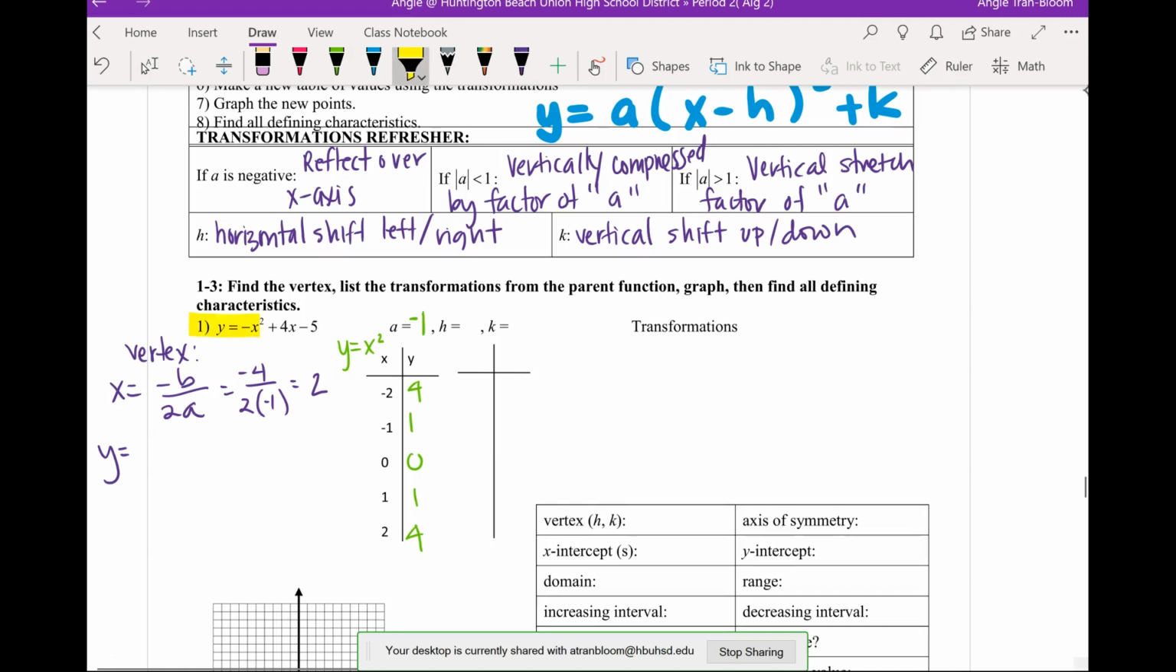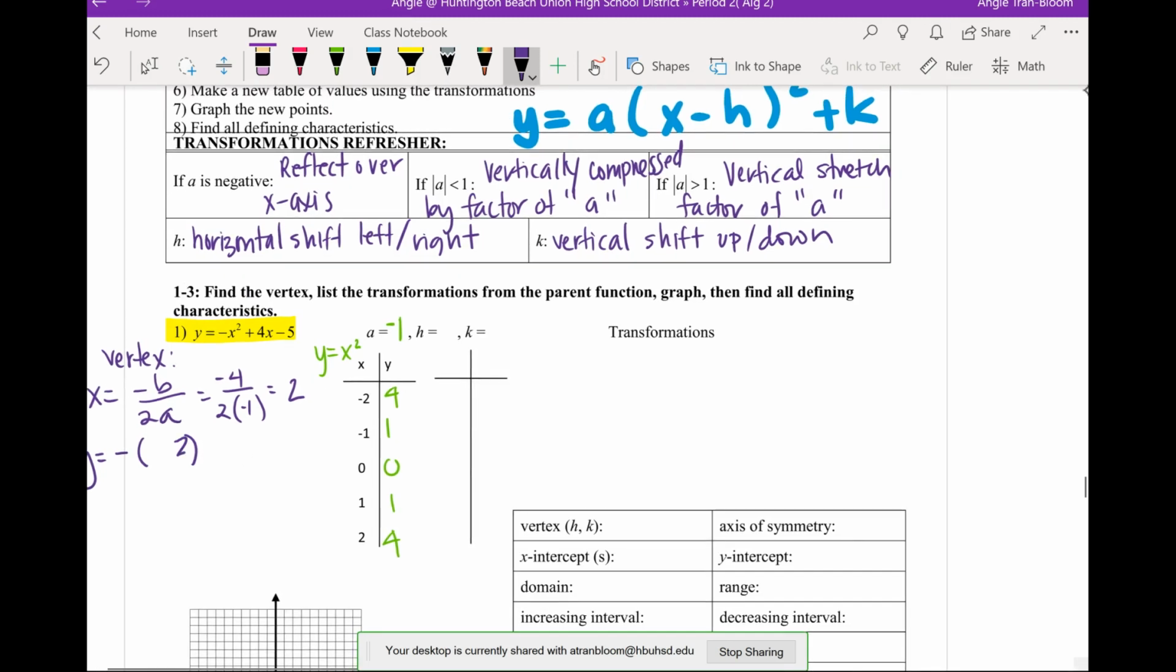Guys, remember this is the equation that I gave you, right? That has a vertex. What's the x-coordinate of the vertex? 2. How would you get the y-coordinate of the vertex? Plug 2 in for x. I'm looking for y. So y equals, how do I get it? Negative in the front, something squared. I see an x. What goes in the x location? 2. Plus 4 times what? 2.